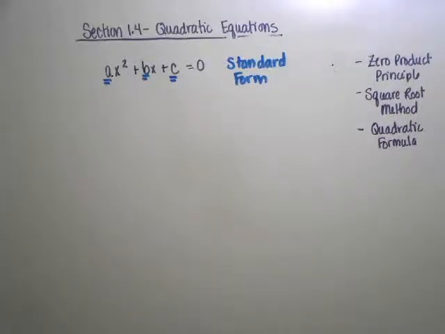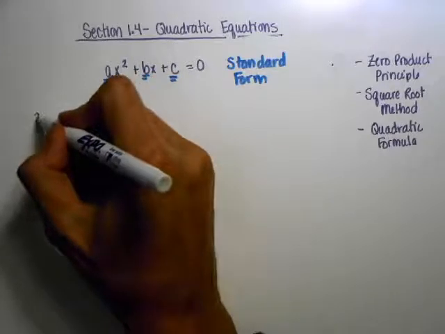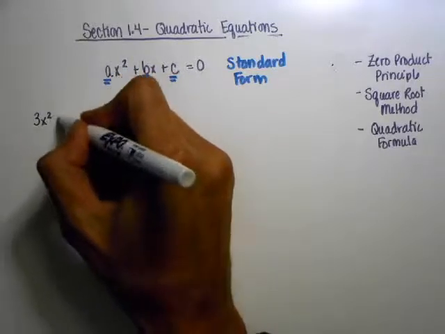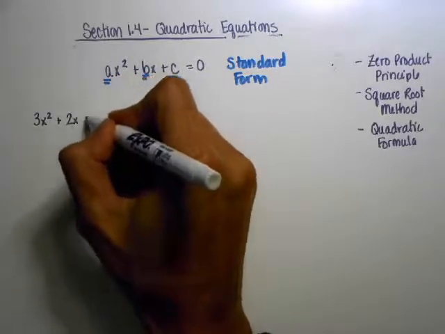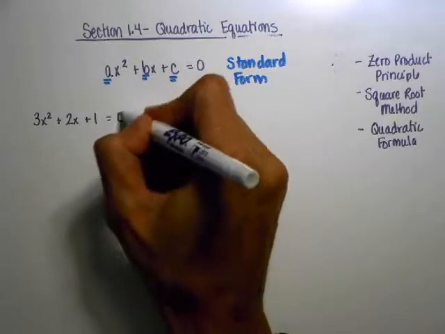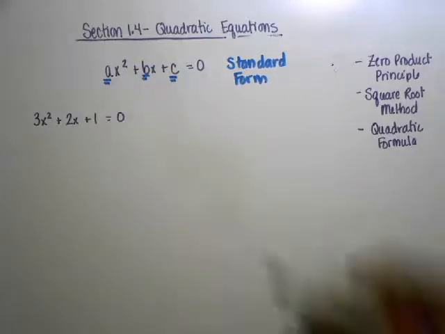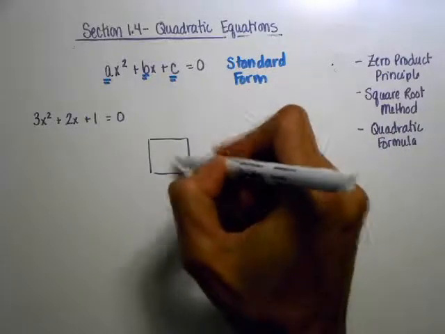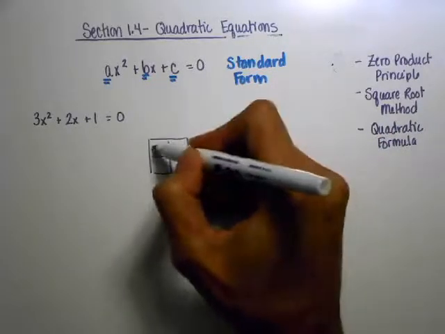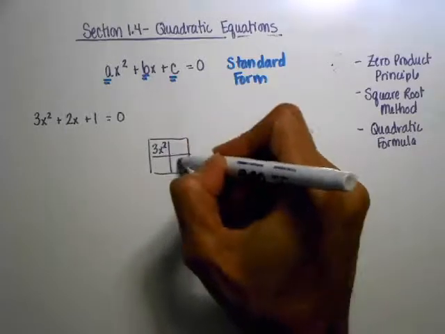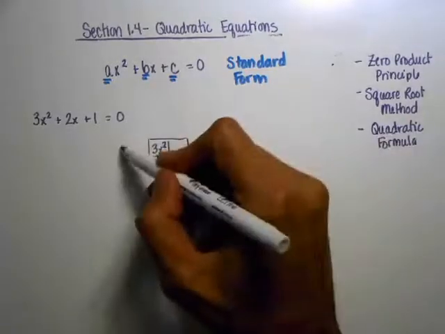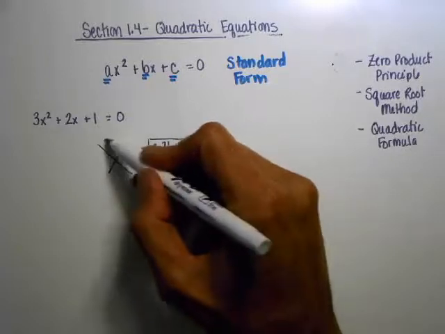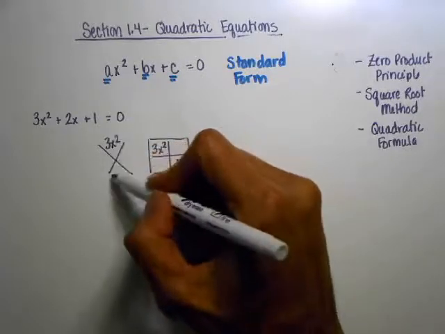So let's try a second example. Let's try 3x squared plus 2x plus 1 is equal to 0. So again, I'm going to start by making my box. This is my 3x squared. Put my 1 down here. I multiply those two together. I get 3x squared on top. I get 2x on the bottom.